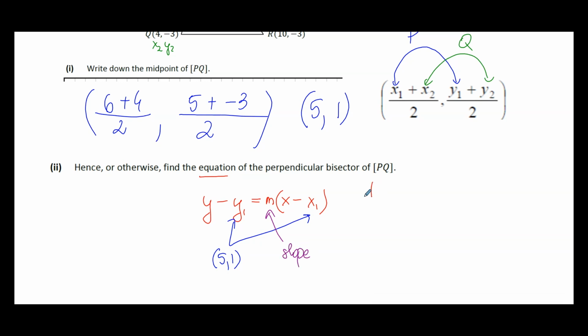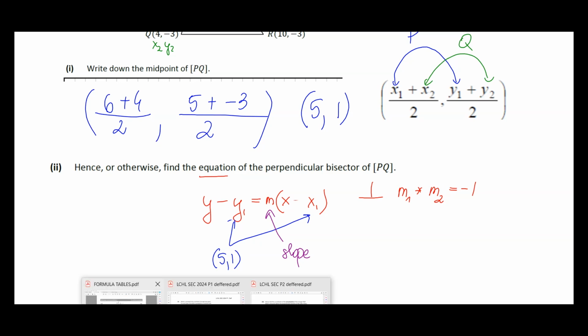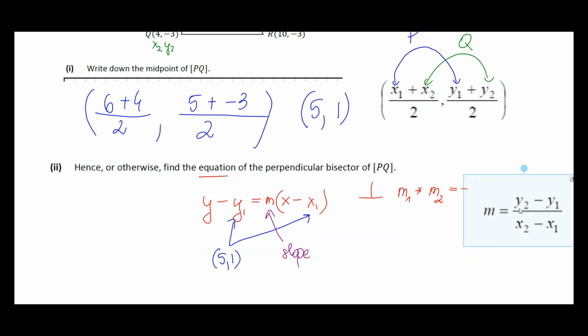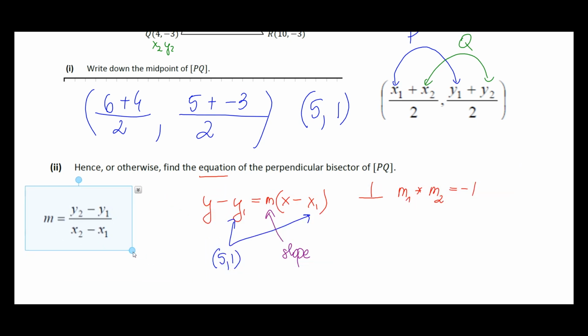That's where the knowledge comes in about when two lines are perpendicular to each other. The slope of one multiplied by the slope of the other will equal minus 1. What that means in practice is that if I have the slope of one of those lines, I can get the slope of the second line. So how do I find the slope? Again, I go to my tables, find the formula, and write it down. What do I need for that formula? I need 2 points. I don't have 2 points for the perpendicular bisector, but I have the P and Q points. Let's say that's my P point, and that's my Q point.